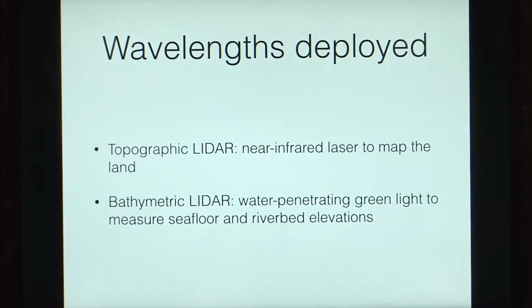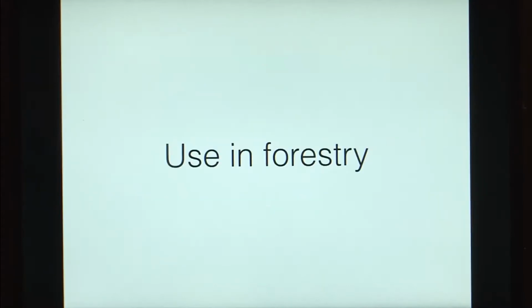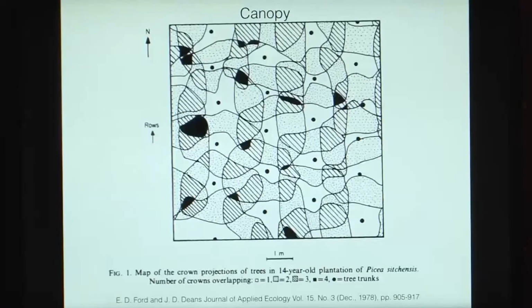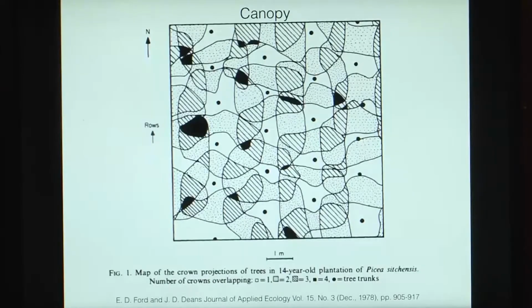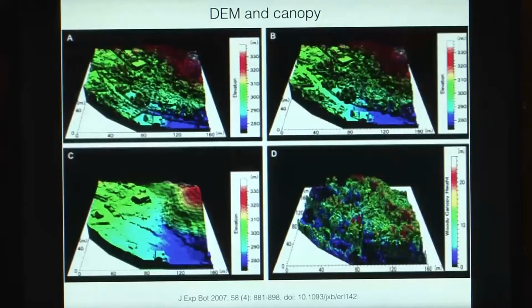So, so far so good about LIDAR, but then what are the uses in forestry? In the case of canopy measurements, for instance, this is an old paper that talks about how canopies overlap over each other. The circles or the dots that you can see are the stem boles, and then we are seeing the canopies. They interact with each other. If we actually wanted to know this physically, we could use a LIDAR. So, this is how a LIDAR would be used.